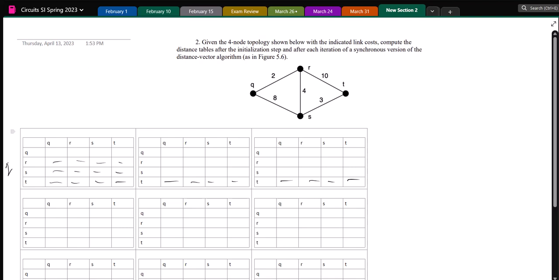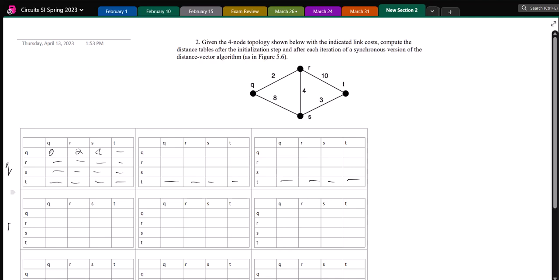And then we just fill in the distances to Q's adjacent neighbors, which are R and S. That's 2 and 8, so 0. And then to R, it's 2. And then to S, it's 8. And we don't know to T. Okay, now we'll do R next.